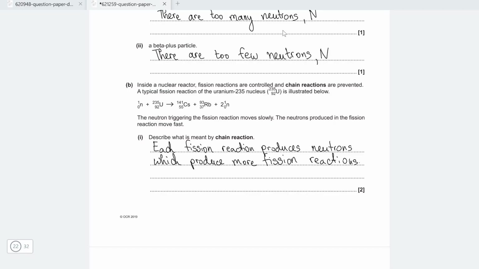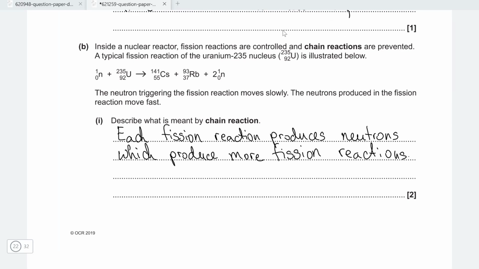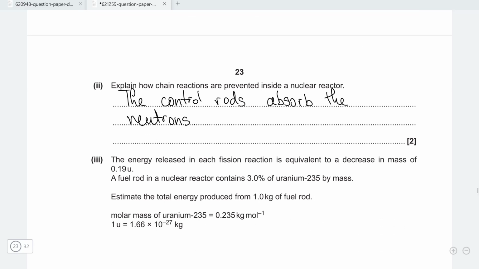So we have a typical chain reaction. Describe what is meant by a chain reaction. Each fission reaction produces some neutrons, which produce more fission reactions. So the whole thing could potentially spiral out of control. But it does not, because we use control rods to absorb the neutrons.